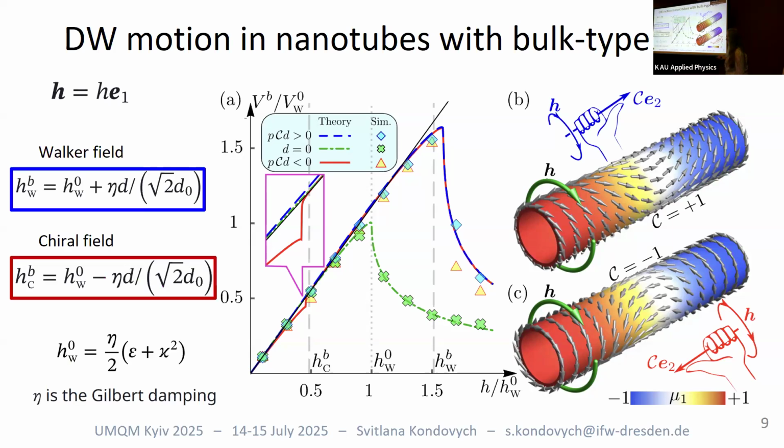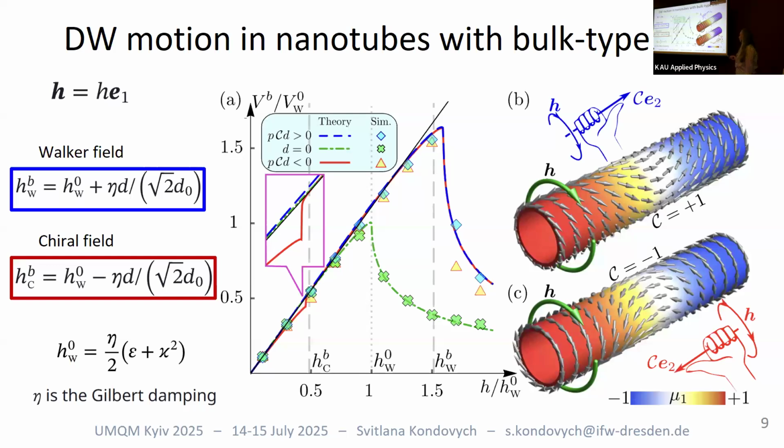Below some critical field, which is called the chiral field, the two domain walls move, and the domain wall with the non-favorable helicity, non-favorable chirality, moves at a smaller average velocity than the favorable domain wall. At the critical value of the magnetic field, the so-called chiral breakdown occurs, and in between two critical fields, the chiral field and the Walker breakdown field, the chirality switching for the non-favorable domain wall can occur.